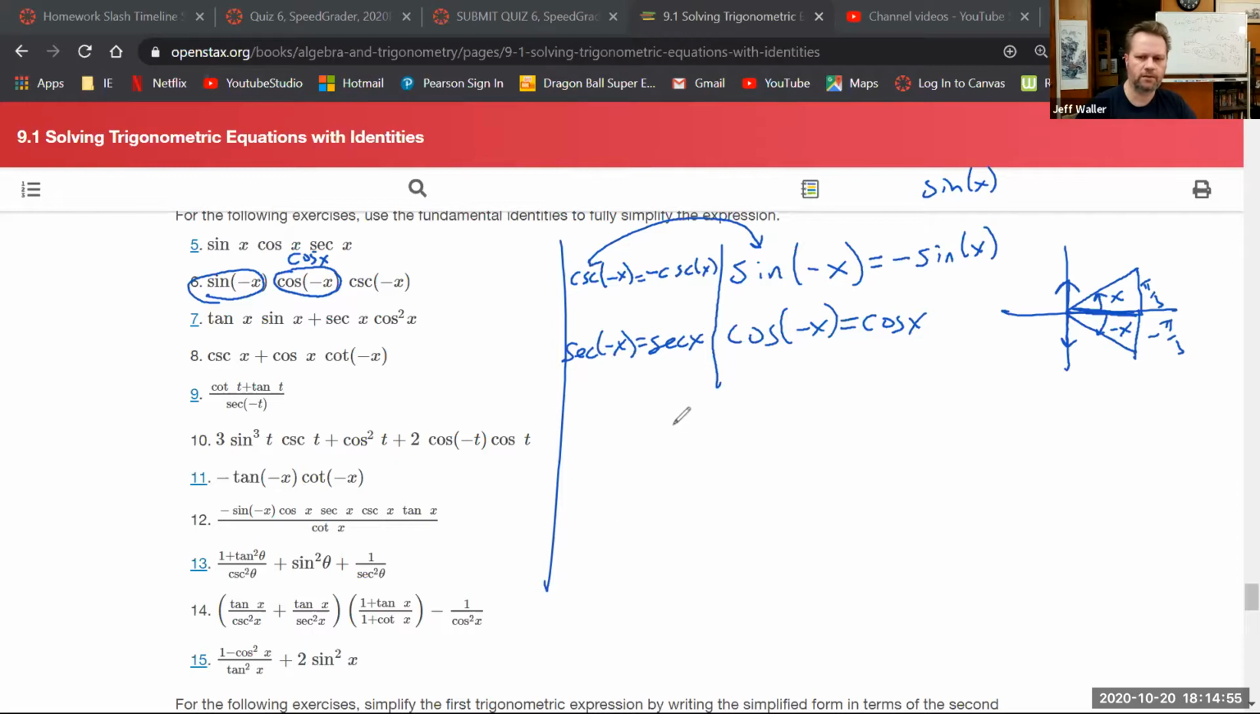What about tangent? What do you think about tangent and cotangent? No thoughts? No thoughts.